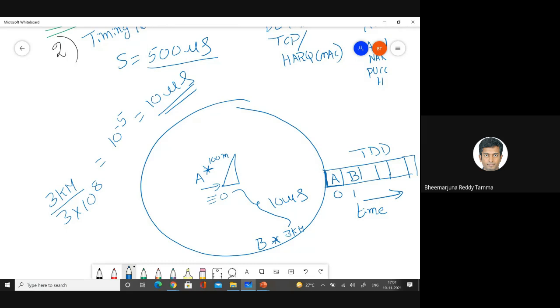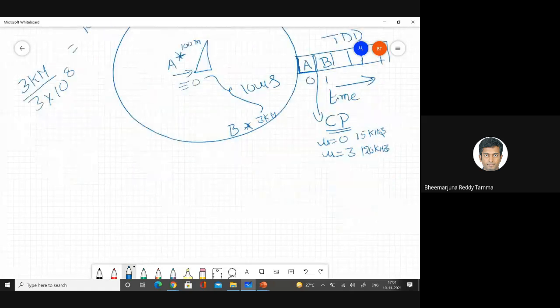And I was telling you about the cyclic prefix the other day. That also is designed by keeping in mind the size of the cell. So can somebody tell me, for numerology 0 versus numerology 3, which of them will have higher cyclic prefix? Zero.